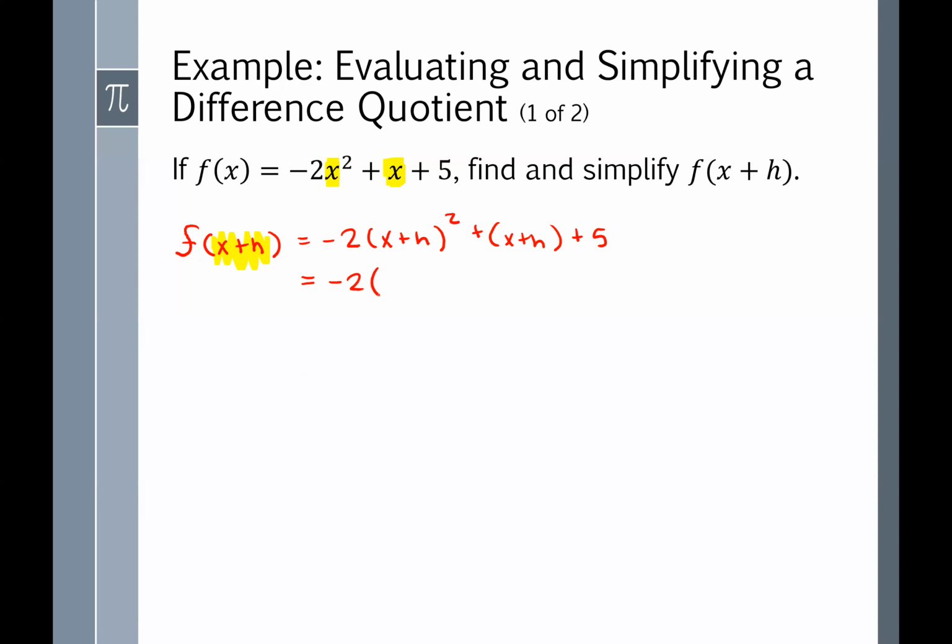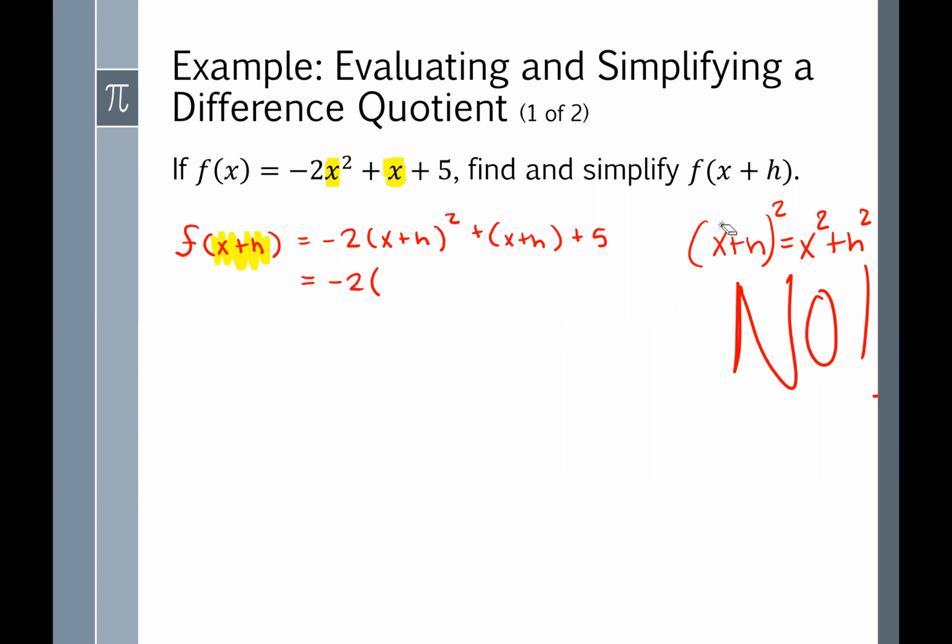First of all, I saw this on a test. I saw someone do this, and I'm going to tell you, no, you cannot square a binomial and get the sum of 2 squares. Are you all listening to me? You can't do that. No. When you square a binomial, what happens?